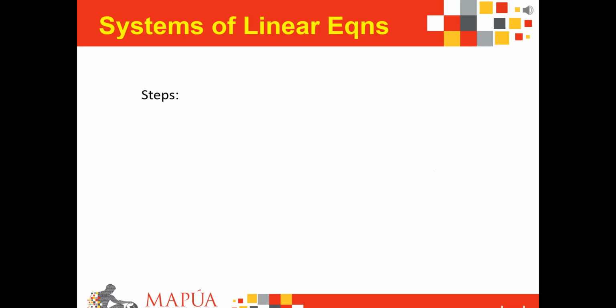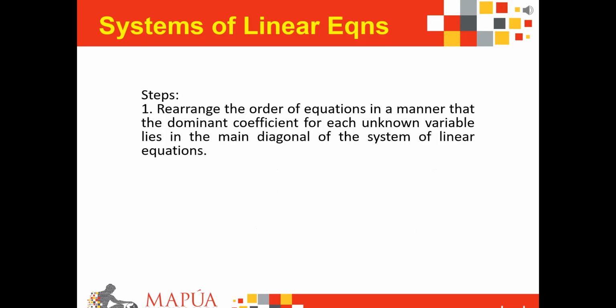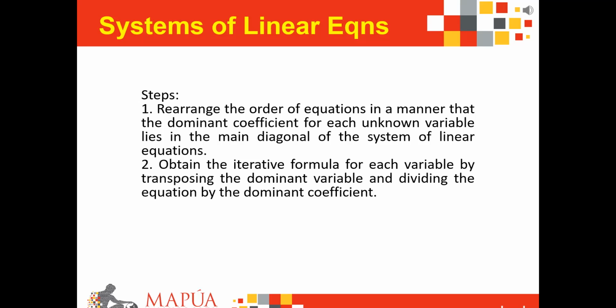If you notice, the steps of Gauss-Seidel are very similar to Gauss-Jacobi. Step 1, much like Gauss-Jacobi, rearranges the order of your equations in a manner that the dominant coefficient for each unknown variable lies on the main diagonal of the system of linear equations. Step 2, again much like Gauss-Jacobi, obtains the iterative formula for each unknown variable by transposing the dominant variable to one side of the equation and dividing the equation by its dominant coefficient.